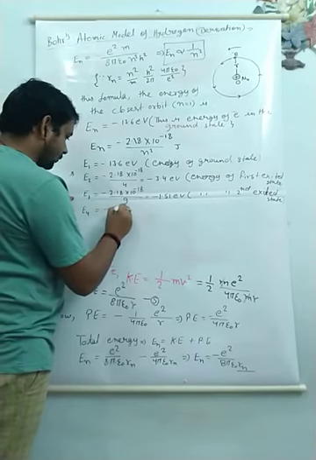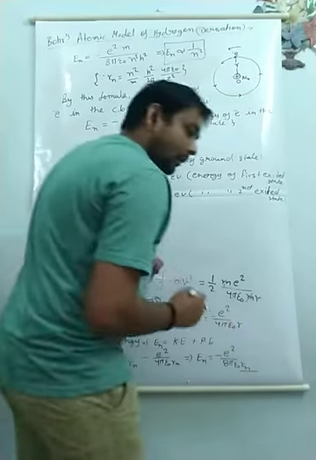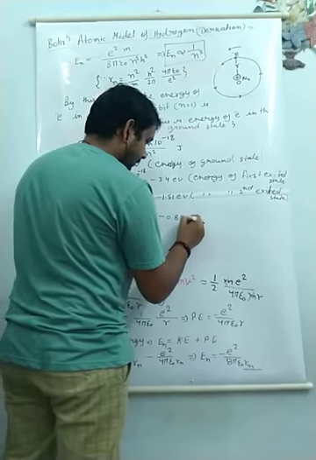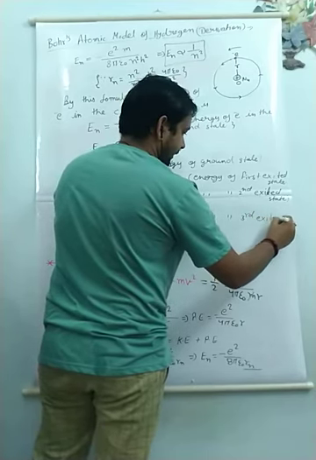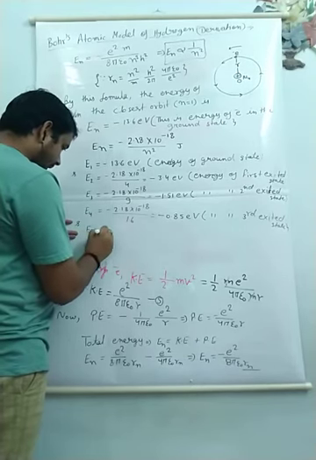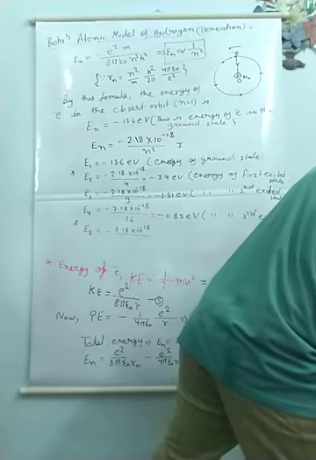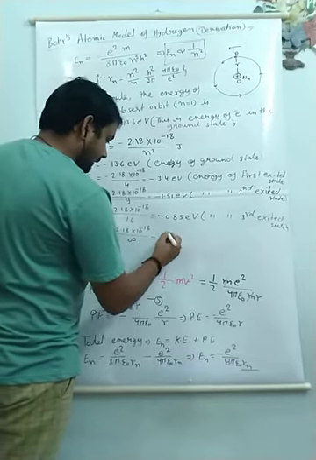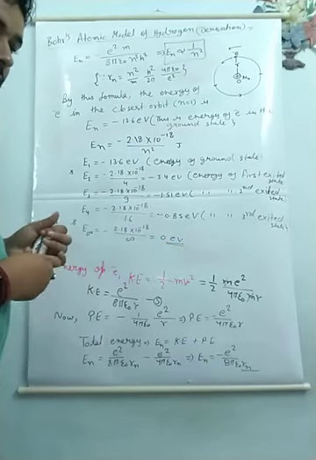Similarly, for n equal to 4, minus 2.18 into 10 to the power minus 18, square of 4 is 16, is minus 0.85 electron volt. This is the energy of third excited state. And for last, n equal to infinite, this result goes to 0 electron volt at the top state, or we say unbounded energy state.